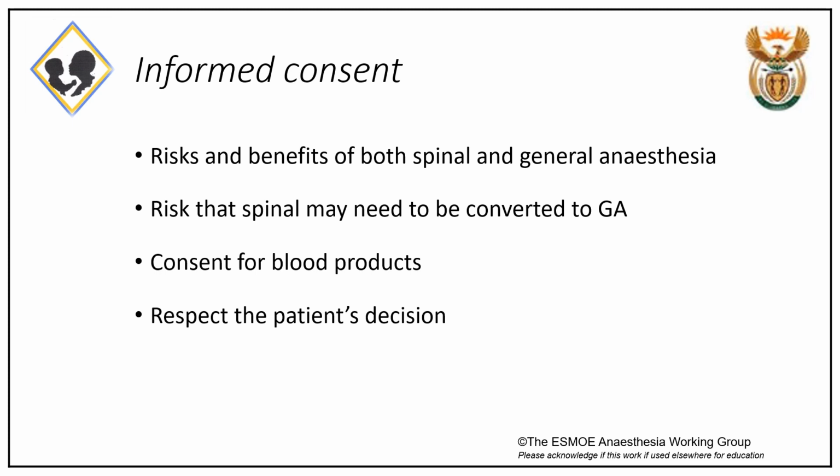Consent for anesthesia is separate from consent for surgery. The risks and benefits of both spinal and general anesthesia should be discussed. Remember to inform the patient that a spinal may fail, in which case a general anesthetic will be necessary. Consent the patient for blood transfusion. Always respect the patient's decision. Written consent is needed and should be clearly documented and signed by both the patient and the doctor.